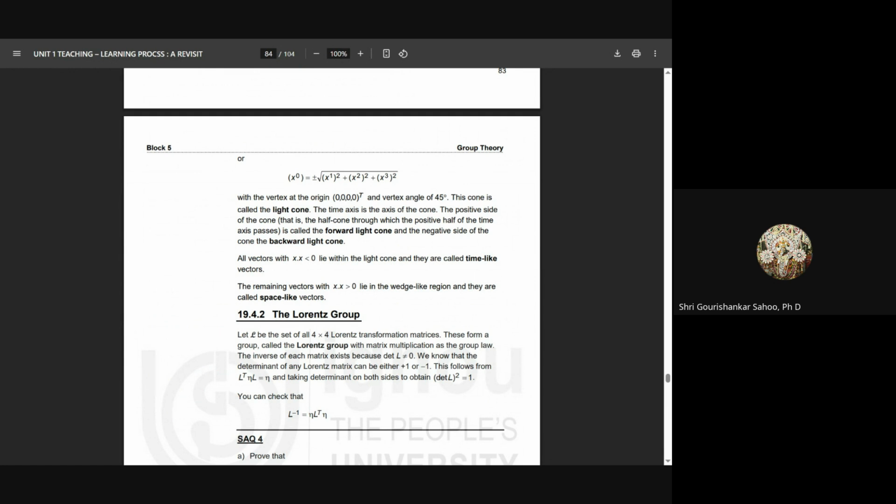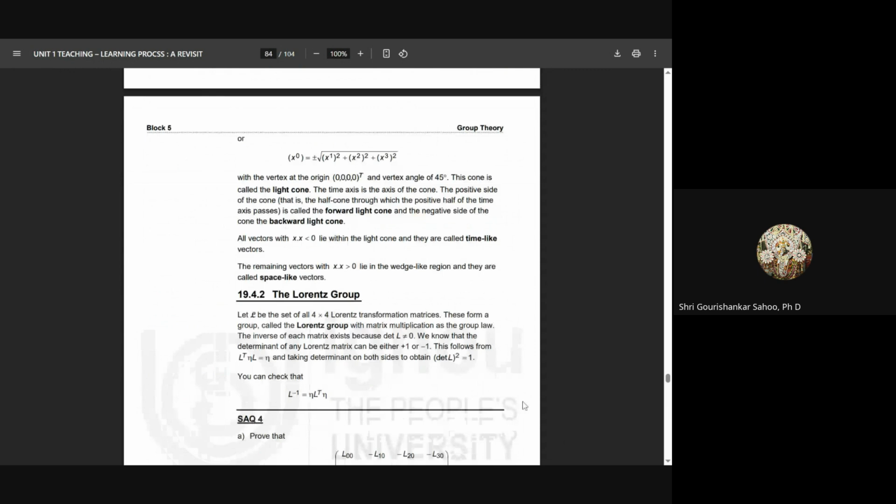So you can see here the expression for x0, and this cone is called the light cone. The time axis is the axis of the cone. The positive side of the cone, that is the half cone through which the positive half of the time axis passes, is called the forward light cone, and the negative side of the cone is the backward light cone.